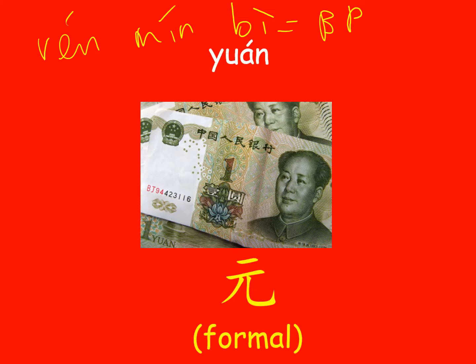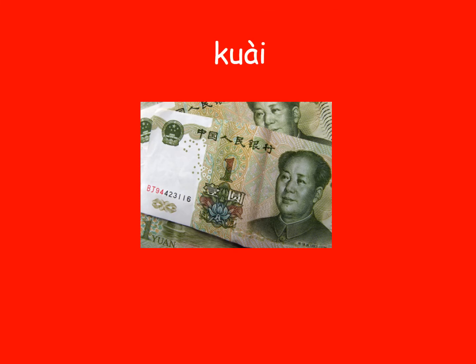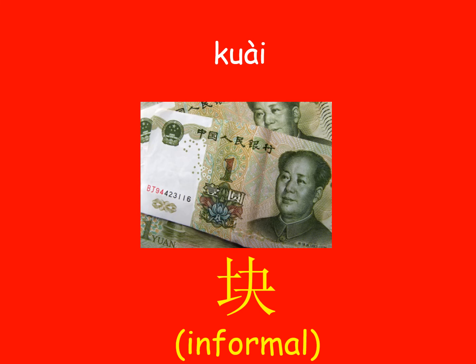Okay, so the first one, yuan, is a formal way of saying the most basic and common unit of the Chinese money. Yuan. And nowadays, about 1 British pound equals to roughly 8 to 9 yuan. But same unit, we have a less formal way to say, which is kuai.